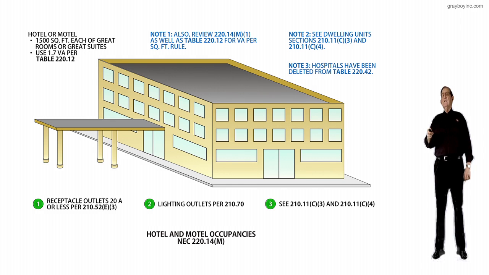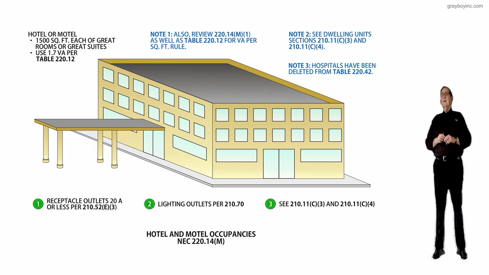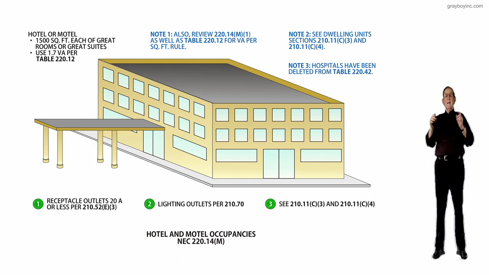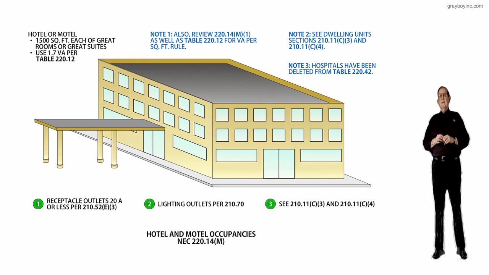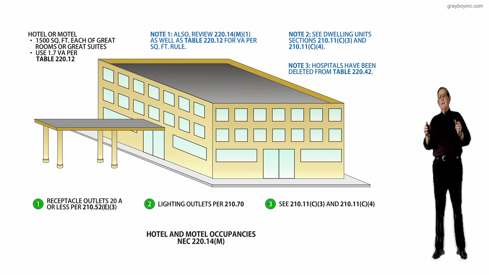Note 3, hospitals have been deleted from table 220.42. I'm sorry about that slip. Hospitals have been deleted from table 220.42 because they don't know if all that lighting could be used if all the rooms were occupied. So keep that in mind. That note 3, there's a big change there. And outside of that, I believe that pretty well covers hotels and motel occupancies in accordance with 220.14M.